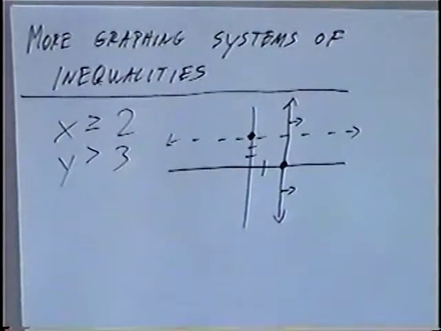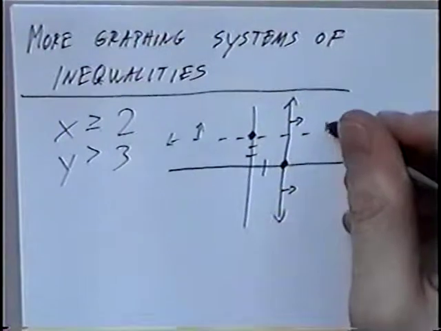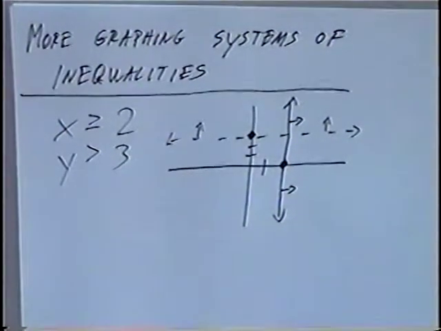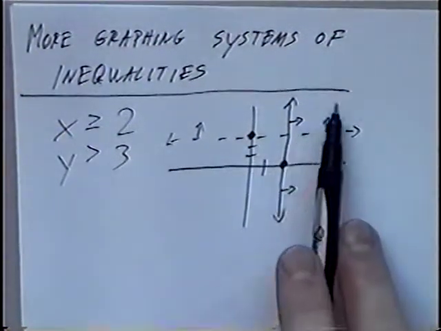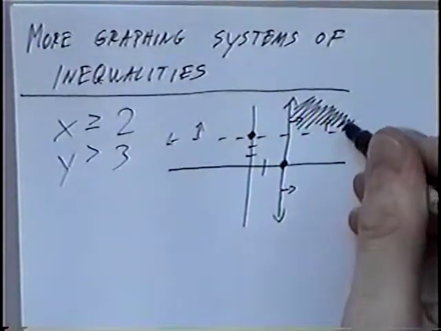And y is greater than 3, we want the numbers bigger than 3, which would be above this line. The part that would be shaded in common would be the top right hand corner, the common shaded part for the graphs.